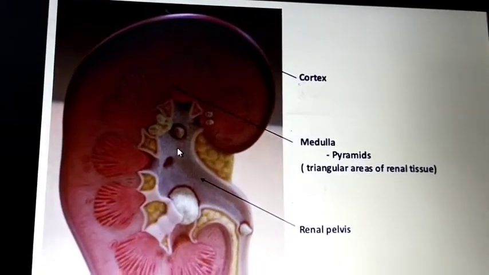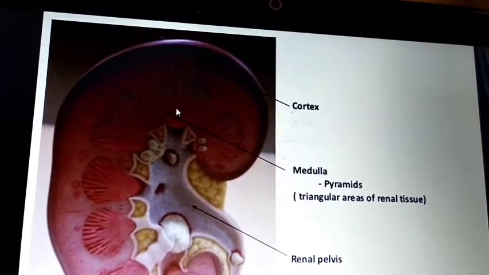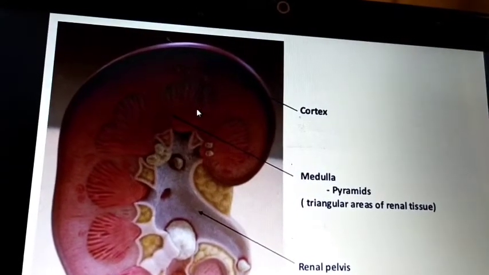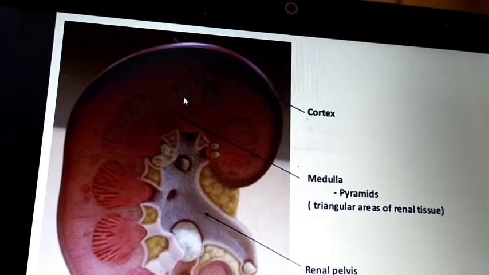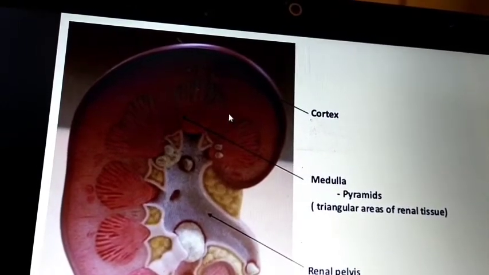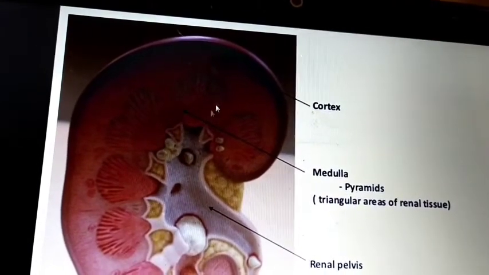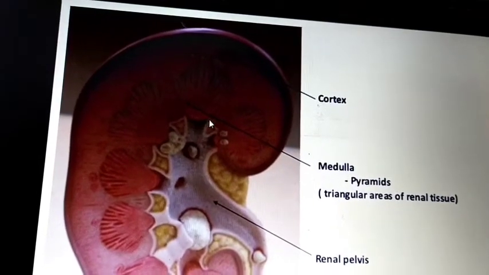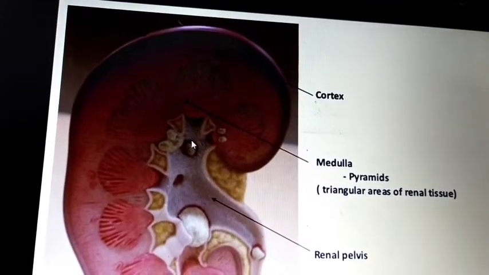The medulla contains the pyramids. There are triangular areas of renal tissue, and in between the pyramids there is a gap, or sinuses, that is called the renal columns. These are the striations, joined together, and these pyramids have a base and an apex. The apex has the renal papillae. These are joined by these striations and open into the minor calyx of the renal pelvis. These minor calyxes open into the major calyxes.